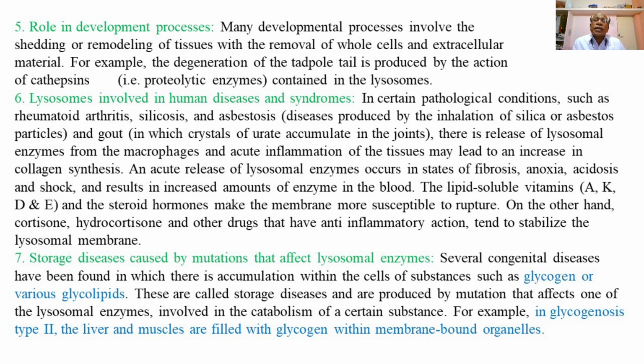Certain lysosomal enzymes are not produced or are not present in the lysosome, and thus the absence of these enzymes will lead to the storage of certain substances like glycogen or glycolipids, and such diseases are called storage diseases. These are produced by a mutation that affects one of the lysosomal enzymes involved in the catabolism of certain substances.